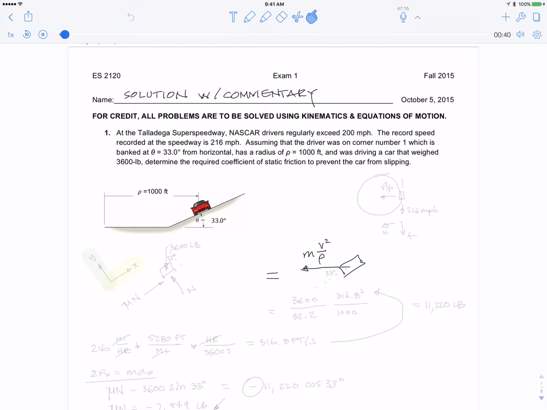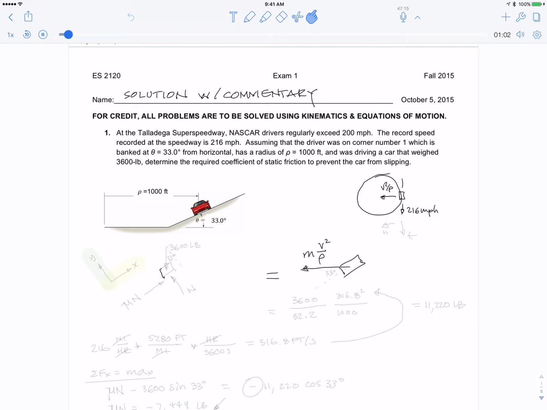So from the top view, what you're seeing is there's that car. It's going at 216 miles per hour. And so there's the acceleration, v squared over rho. And it is not accelerating out of the page, or we're not given that information. Okay, so that's the mass times acceleration.